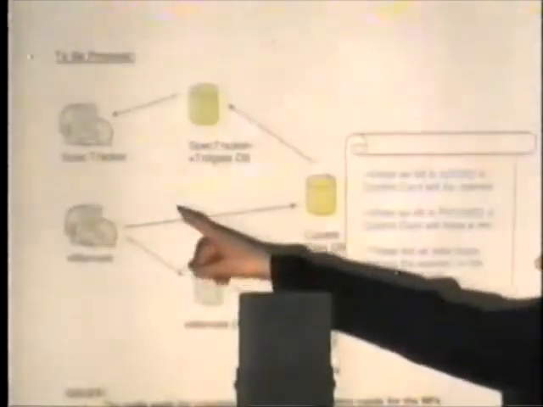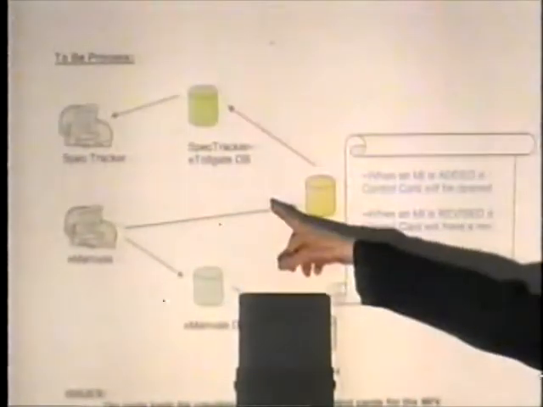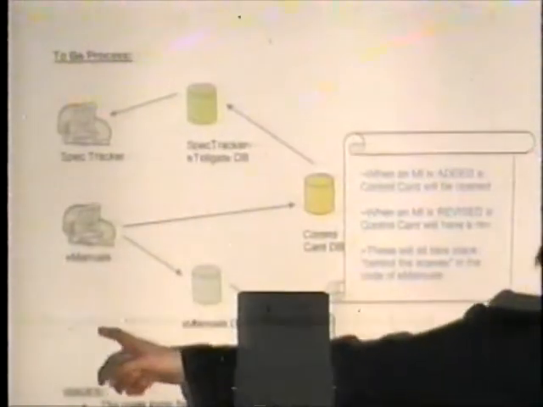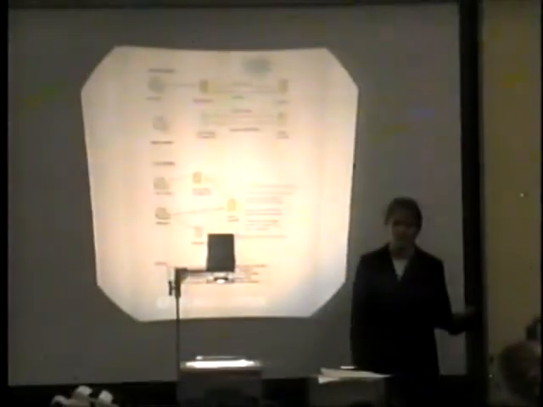But eventually, with SpecTracker we have our own Oracle database, and what we did was modify the eManuals system, which was an ASP, to automatically create these control card entries in the database behind the scenes. People using the eManuals application didn't have to press any more buttons or do any more clicking to get their documents where they needed to go.